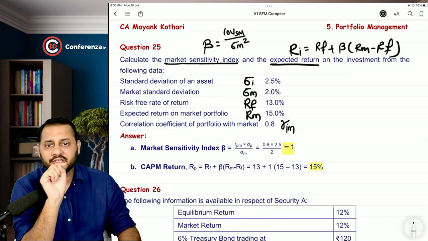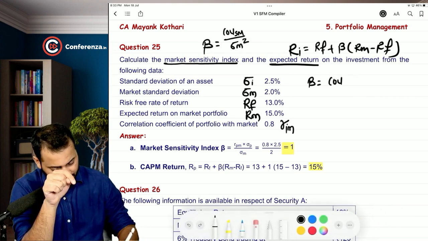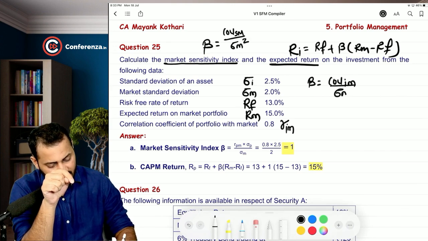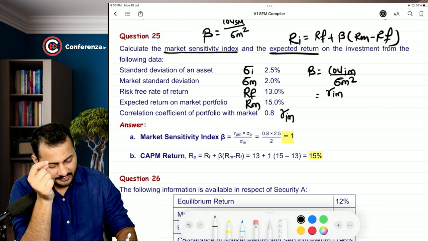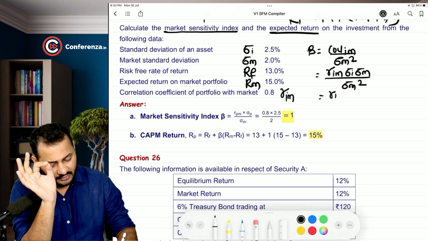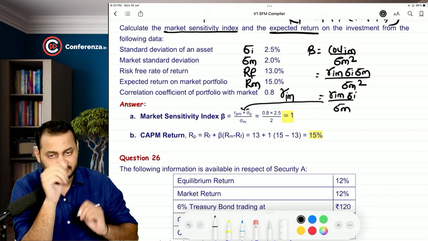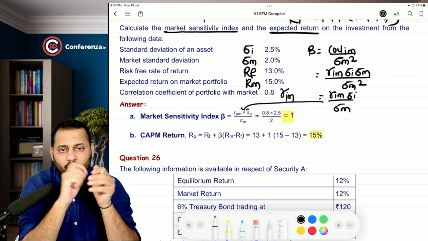Since the correlation coefficient is given, with the formula of beta, covariance of IM divided by standard deviation of M square, they replaced the covariance with the correlation RIM, standard deviation of I, standard deviation of M, divided by standard deviation of M square. Now one from the numerator and one from the denominator can be eliminated. So beta is RIM, standard deviation of I divided by standard deviation of M, and this is the formula. Put down the figures, you will get the value. The beta is coming to 1.